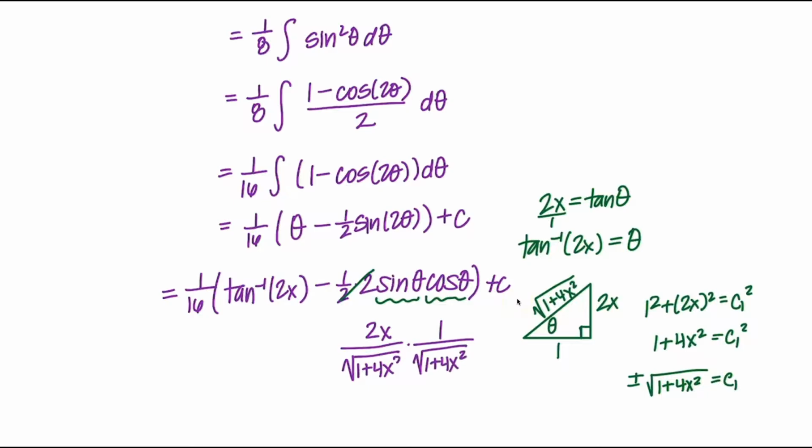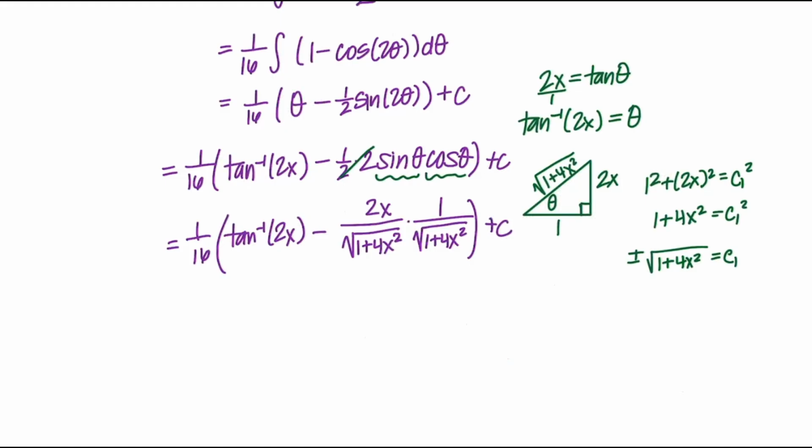Whoops, I lost the squared on both of those. And then we'll just bring down tan inverse of 2x. And this was all times 1/16, and then plus c. We can clean it up a little bit more. I needed a little more space.